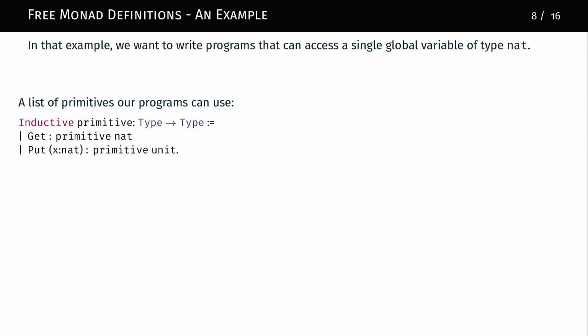So let's try to go a bit into details. I'm going to show an example where we only have two very simple primitives. Let's say that we want to access a single global variable of type nat. So I just want two primitives, get and put, that I list here in this example. So get returns something of type nat, and put takes an argument and returns something of the type unit.